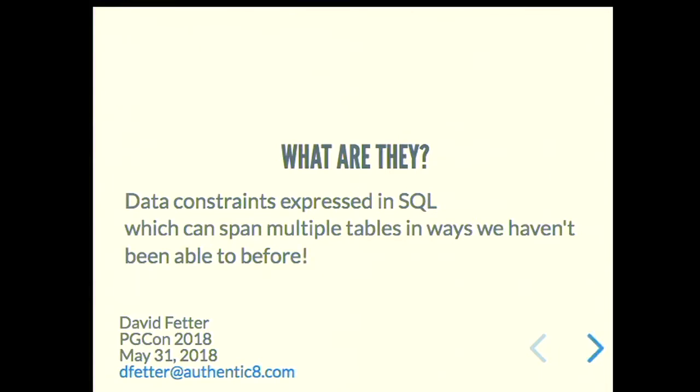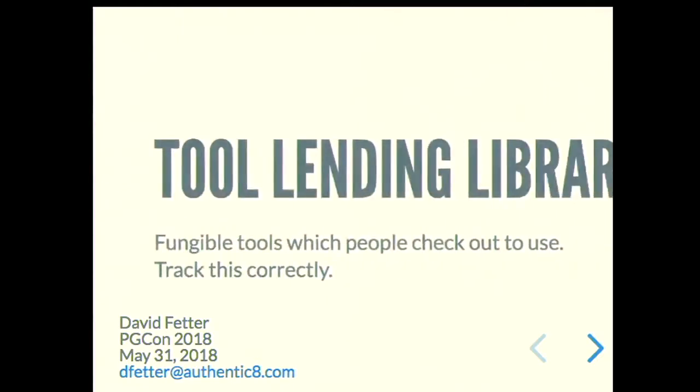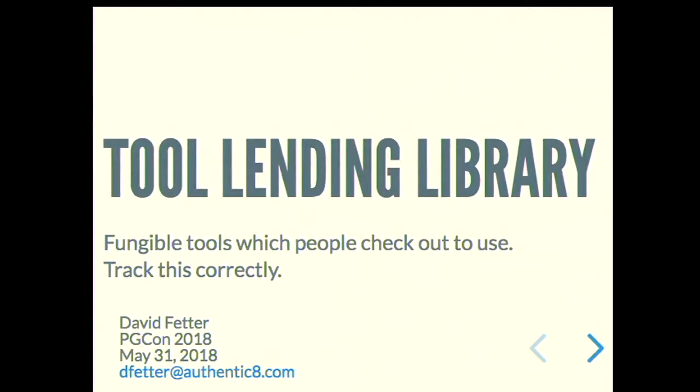I'd like to start with a little toy application I wrote, and I really mean toy, which is a tool lending library. So imagine a situation where you have a tool lending library with, say, hammers. You don't really care a whole lot about which hammer somebody has picked out. You care about how many are in the inventory and how many are checked out, because the hammers are fungible. They can swap one for the other. It's not really important to track them individually, and maybe you don't want that hassle.